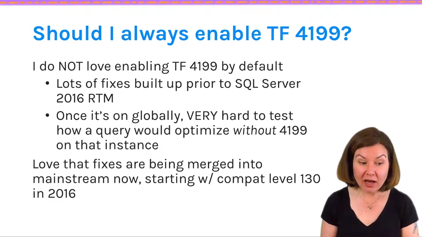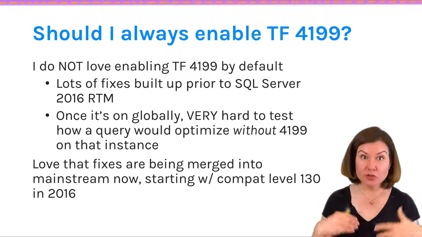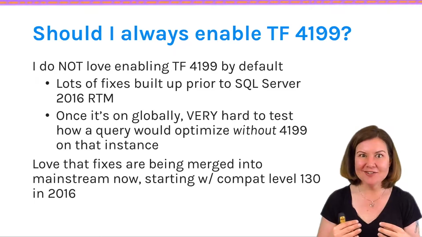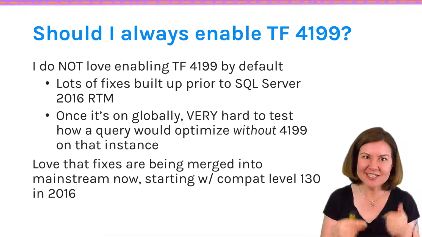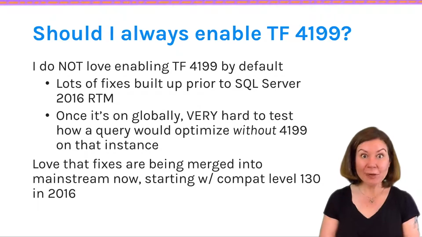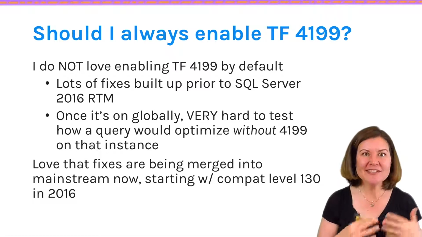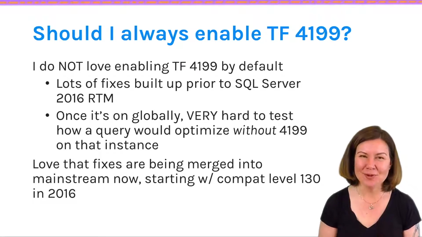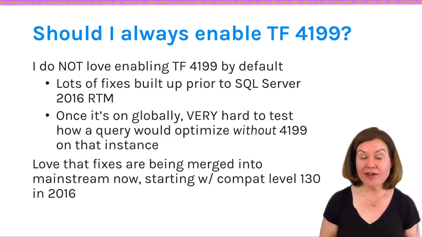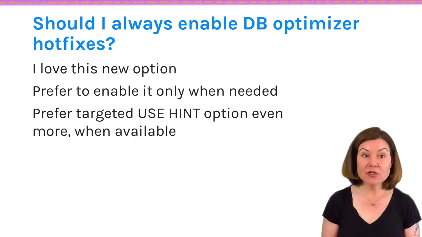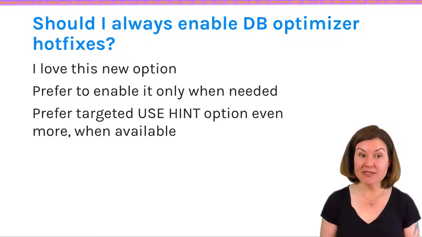This is why I love that in 2016, they have merged in all those prior fixes into the mainline code base. That means the things that 4199 impacts is a smaller set, more targeted, less risk, right? And the historical fixes have had a long time to burn in and be proven, the fixes prior to SQL Server 2016. So I love the fact that if you use compat level 130 it enables all those fixes, and I also love that we have that database option.